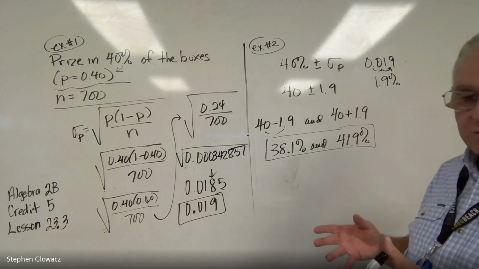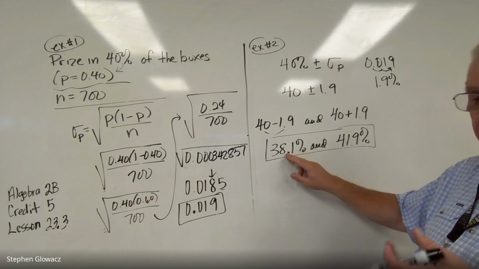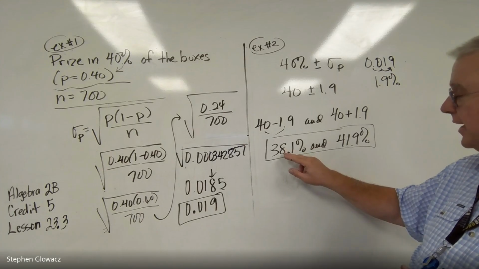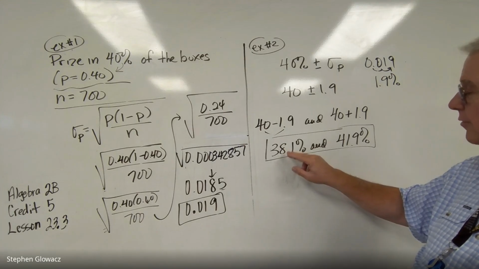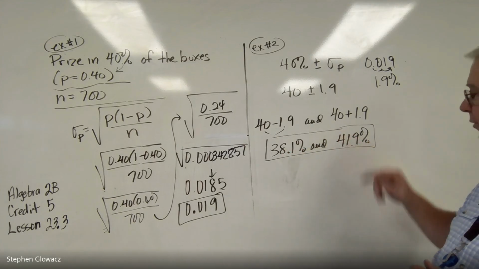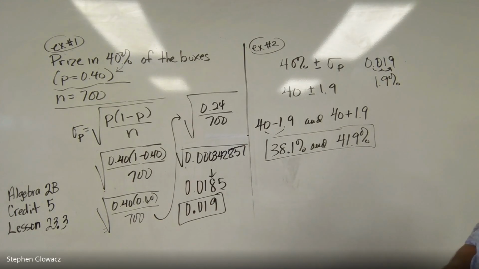But again, if everything's working correctly, we would expect about 68%, which is about 2/3 of the time, between 38.1% and 41.9% of the boxes in our sample to contain a prize.